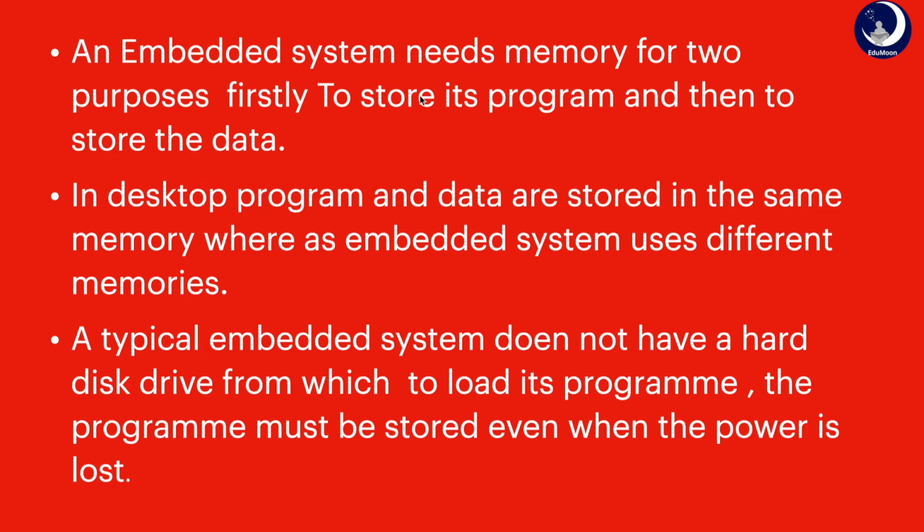In a desktop, the program and data are stored in the same memory, but an embedded system uses different memories because an embedded system does not have a hard disk drive. It doesn't have a hard disk drive from which to load its program. Because in case there is some kind of power failure, the program must still be stored.